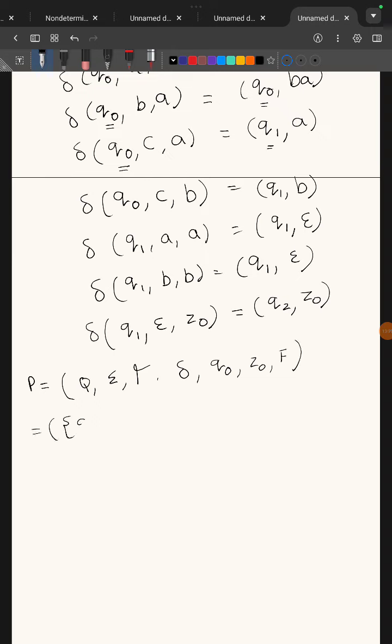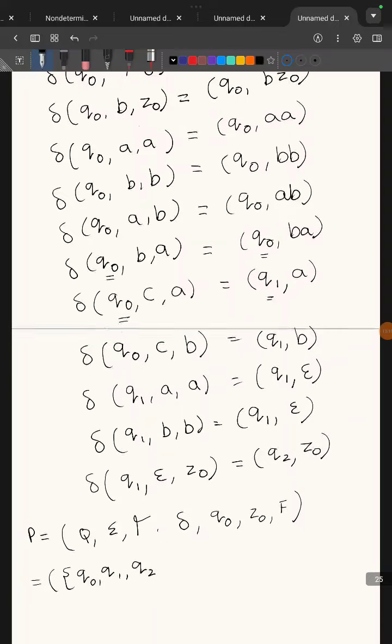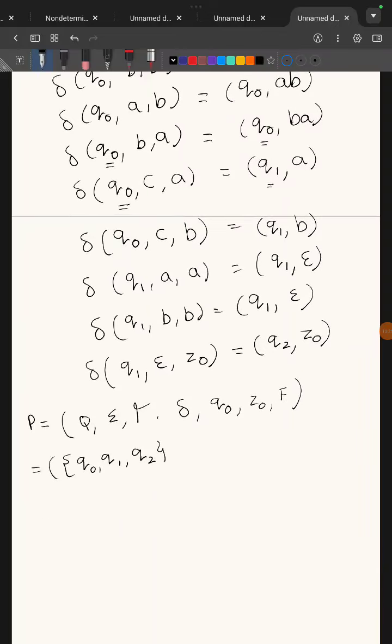Now what are the states we have? We have Q0, Q1, Q2, right? So we have 3 states that we have represented over here. What is the input symbol? That is in the question itself, A comma B. Now what are the stack alphabets that we have? See, the input symbols and the stack alphabets are different. Basically we have C also over here because the input symbol we are reading is C, right?